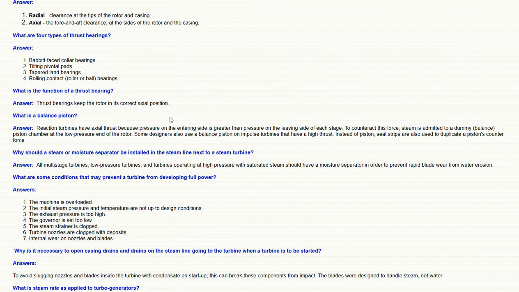What is a ballast piston? This is not so important, but you can read up on that.